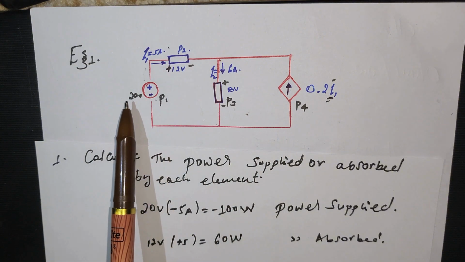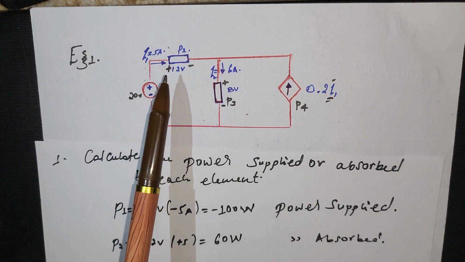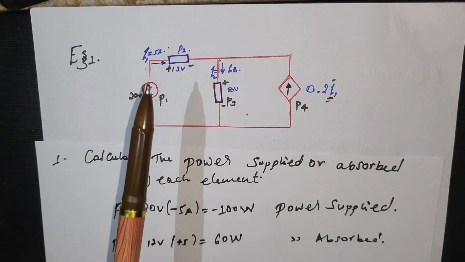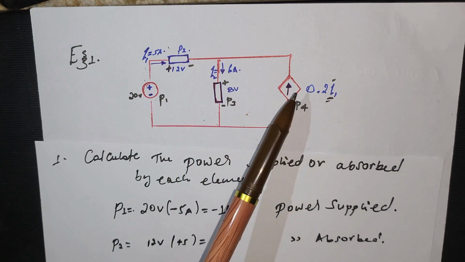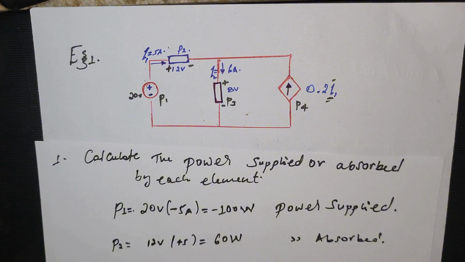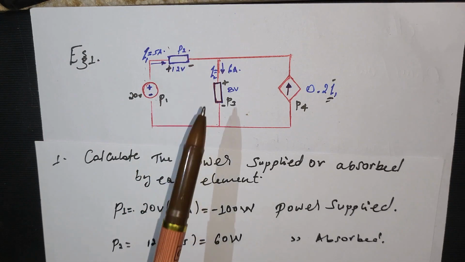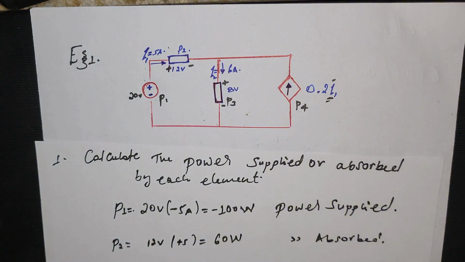So we have some independent source. We have a voltage source. There is also some passive element, and also a current source. So we are asked to calculate the power supplied or absorbed by each element, P1, P2, P3, and P4.